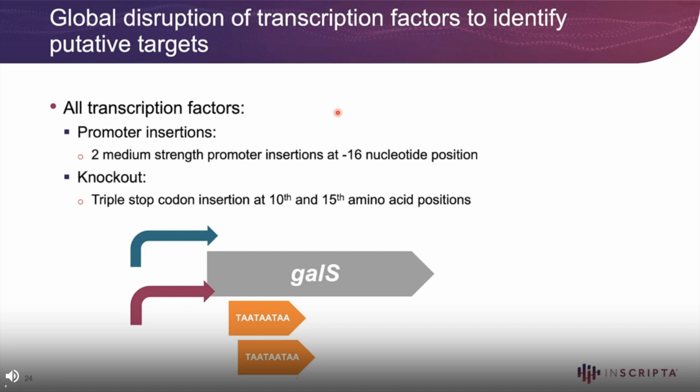So with our transcription factor library, we designed it in a way such that we took every transcription factor, and in front of it, we inserted two different promoter insertion mutations. These were both medium strength promoters inserted at the -16 nucleotide position. And then we also made two knockout mutations so that a triple stop codon was inserted at the 10th and the 15th amino acid positions.